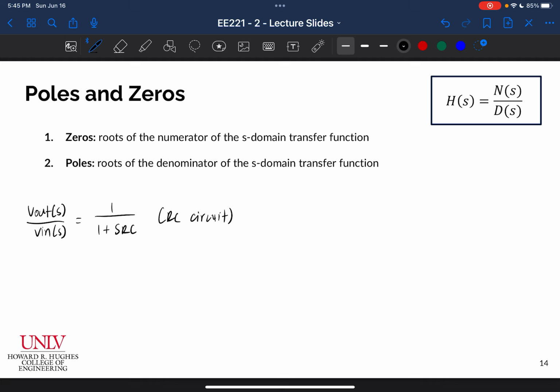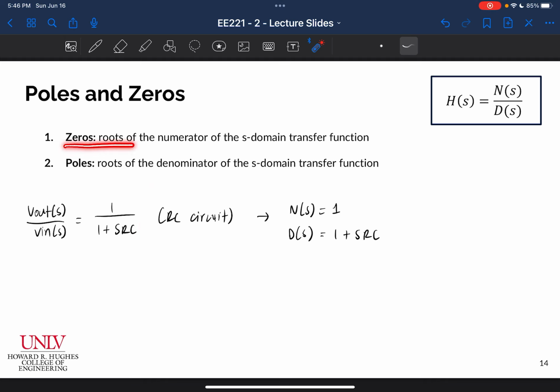Before I get into this, let's just talk about what poles and zeros are. I have a function here that's a function of S, my transfer function. I'm writing it as some function of S on the top and some function of S on the bottom. For this circuit, the numerator is just equal to 1. It's not really a function of S, but the denominator is a function of S. It's 1 plus SRC. And what poles and zeros are is the values that cause this transfer function to either blow up to infinity or go down to 0.